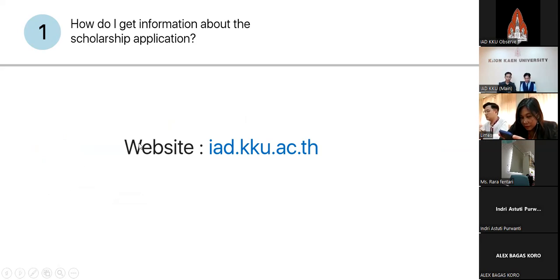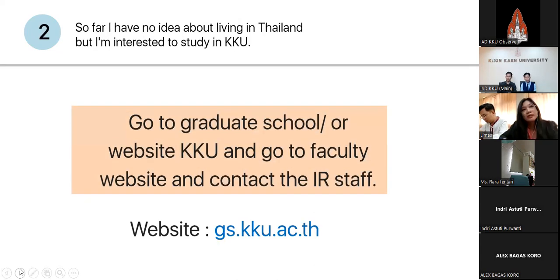For the second one, so far I have no idea about living in Thailand, but I'm interested in studying at KKU. Wow, amazing. I do agree with you. I love Thailand life so much, especially at Khon Kaen University. You can search on gskku.sa.th, and provide what you are interested in and what faculty you want. You can connect to our website here.